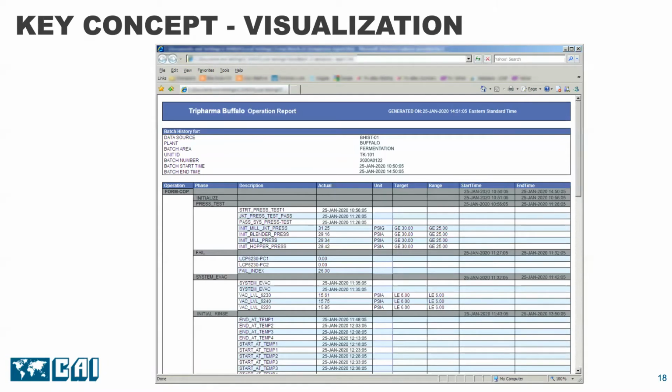This is an automated electronic batch report. This is a replica of an actual electronic batch report that was created using the type of infrastructure we've been talking about. All this data comes from the contextualized data historian. The report format is simple and does not require modification to report on any processing unit within the facility. Any contextualized batch data can be visualized in this format.